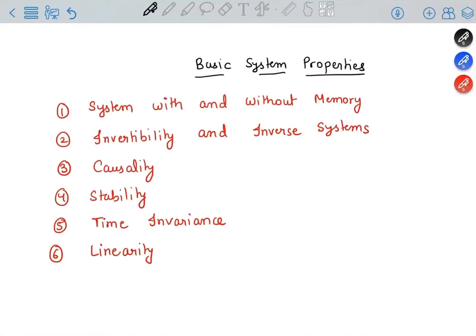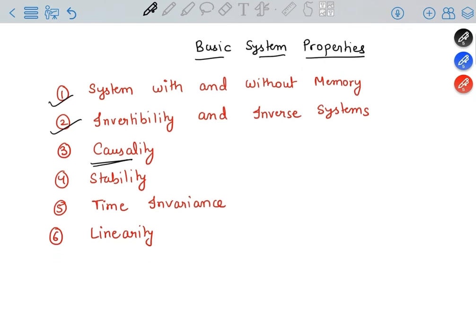Hello everyone. Previously we have discussed two properties of system, that is system with and without memory, invertibility and inverse system. Now we'll discuss the causality. For the definition, the output of a causal system does not depend on future values of the input.